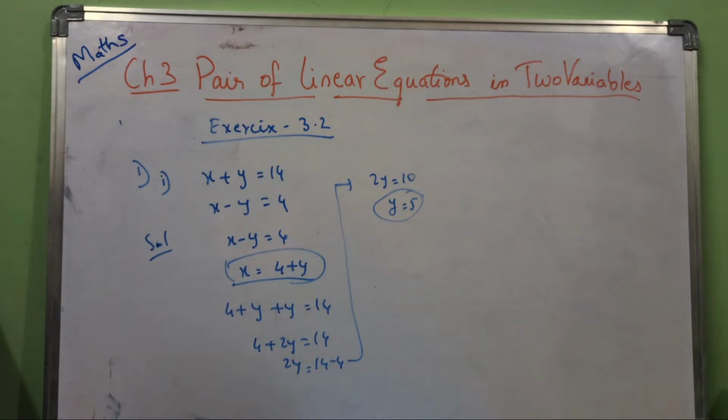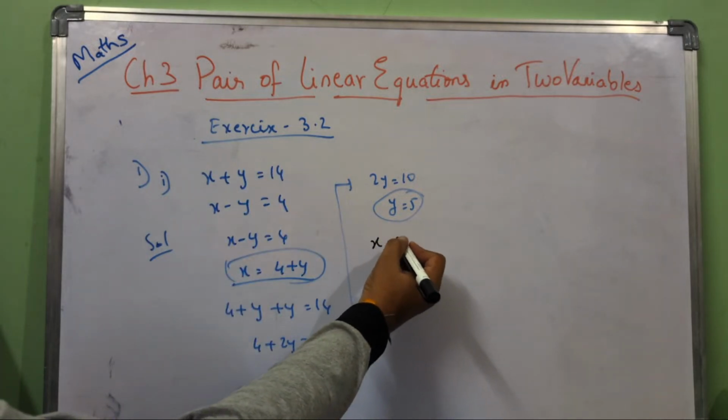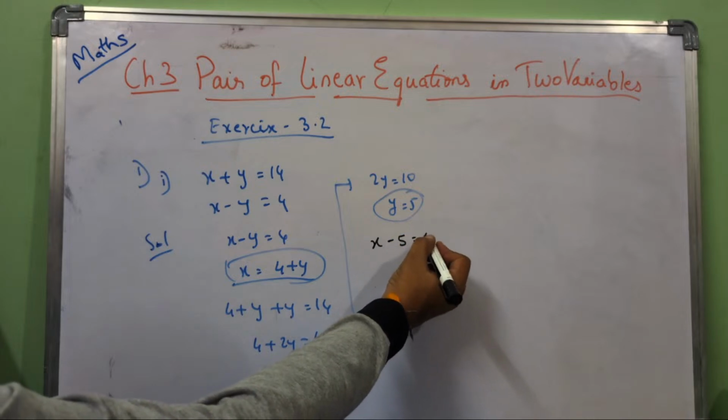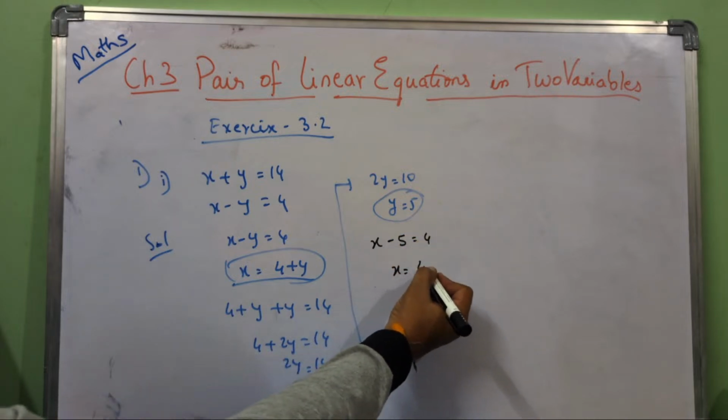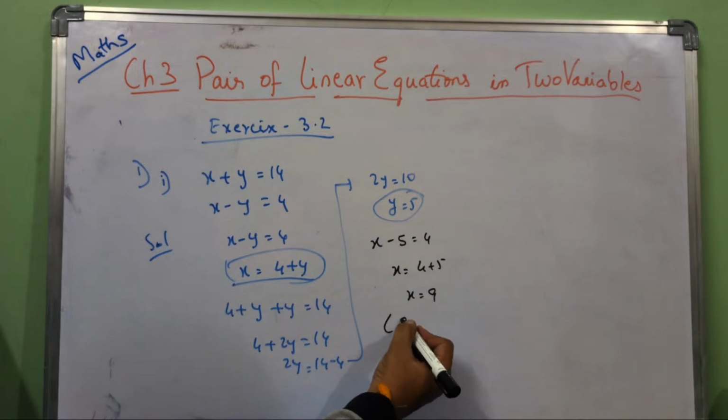I'm changing the marker color as blue is light now. So I will substitute in the second equation. x minus 5 equal to 4. So x becomes 4 plus 5. So x becomes 9. So the final solution is 9, 5.